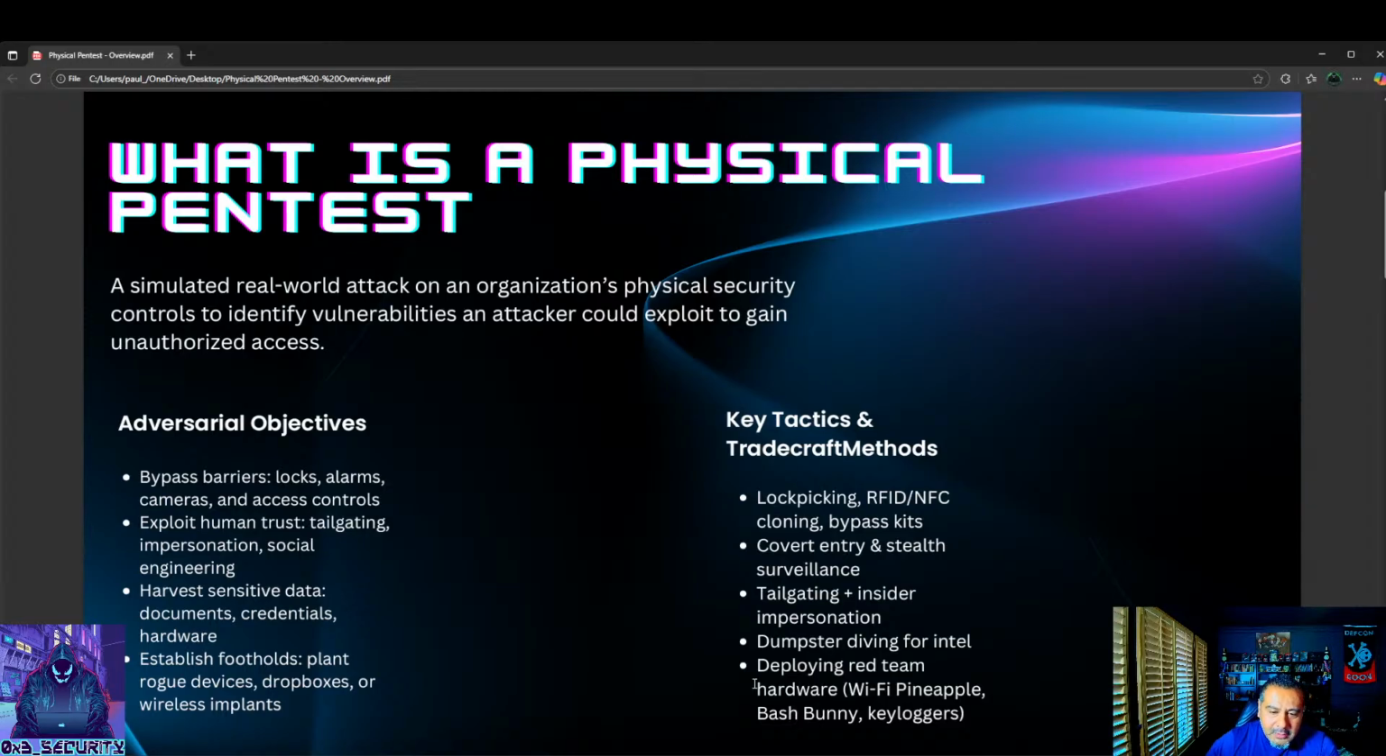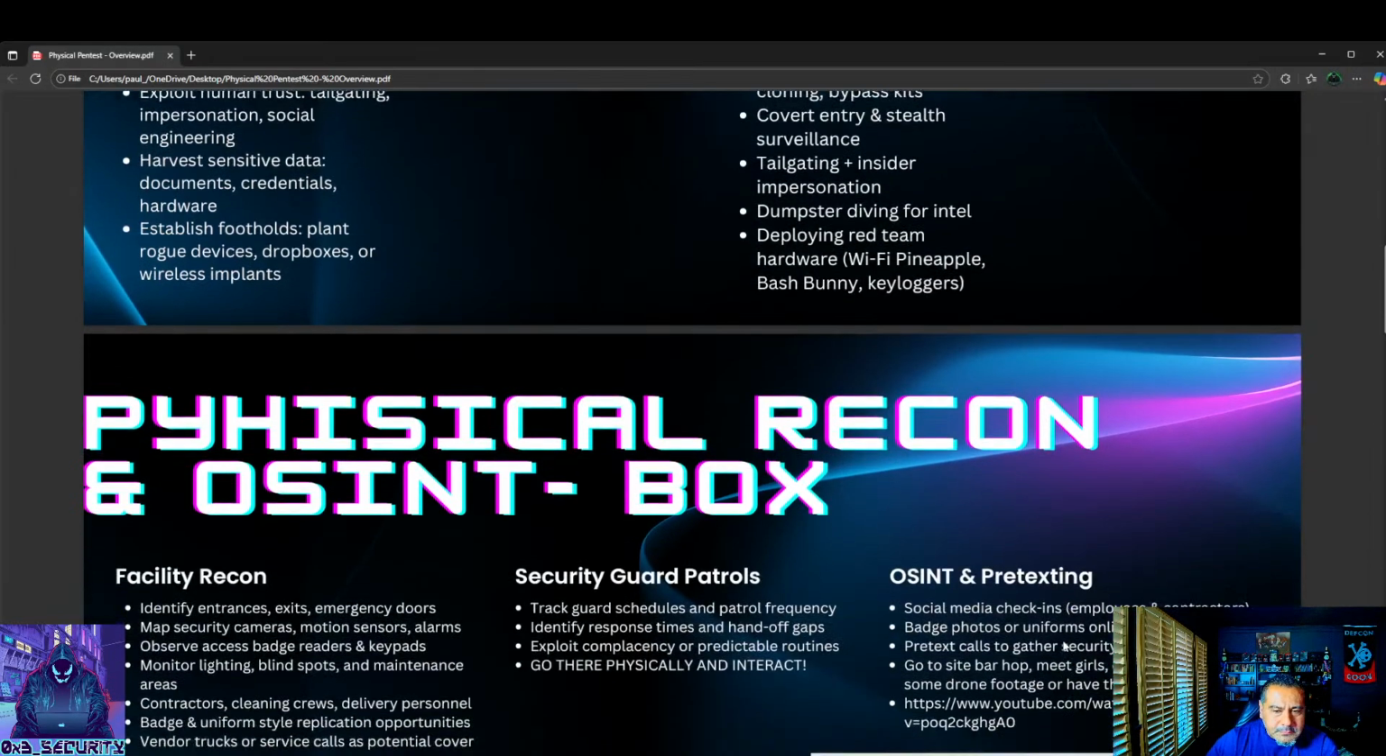Deploying red team hardware. Again, we talked about this: Wi-Fi Pineapple, Bash Bunny, keyloggers, Rubber Ducky, etc. So that's pretty much in line with establishing footholds.